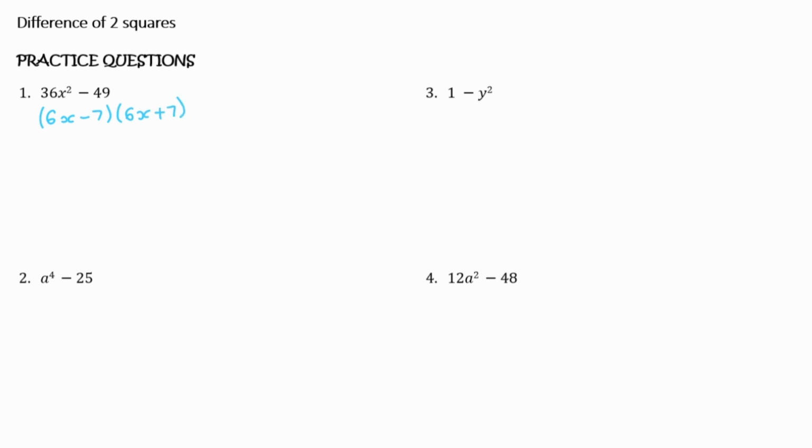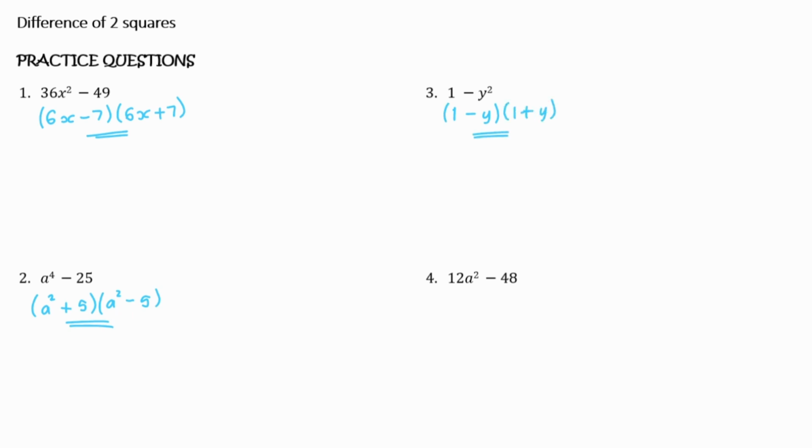So we are going to put the first bracket as 6x minus 7, and the second bracket is 6x plus 7. For number 2, we've got a to the power 4 minus 25. In order to get a to the power 4, we would have had to multiply a squared by itself, so we are going to put a squared as the first term. The square root of 25 is 5, so we are going to put the first bracket as a squared plus 5, and the second bracket as a squared minus 5. For number 3, we've got 1 minus y squared, and both 1 and y squared are square numbers. So we would write this as 1 minus y and 1 plus y.